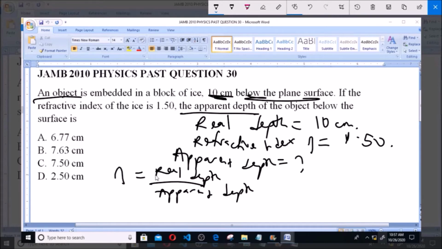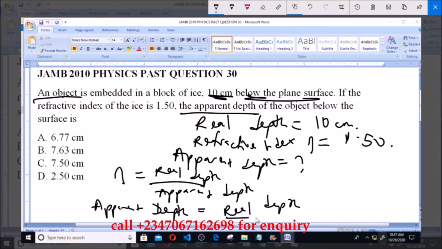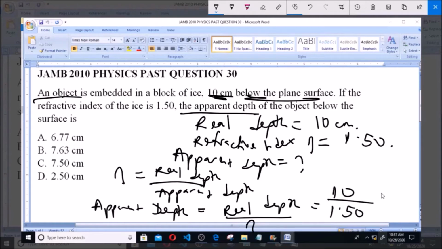So if you make that the subject of the formula, apparent depth will be equal to the real depth over refractive index, and our real depth is equal to 10 and our refractive index is 1.50. So if you divide that, you have 6.77 centimeters, and 6.77 centimeters is option A. Option A is the correct answer to this question.